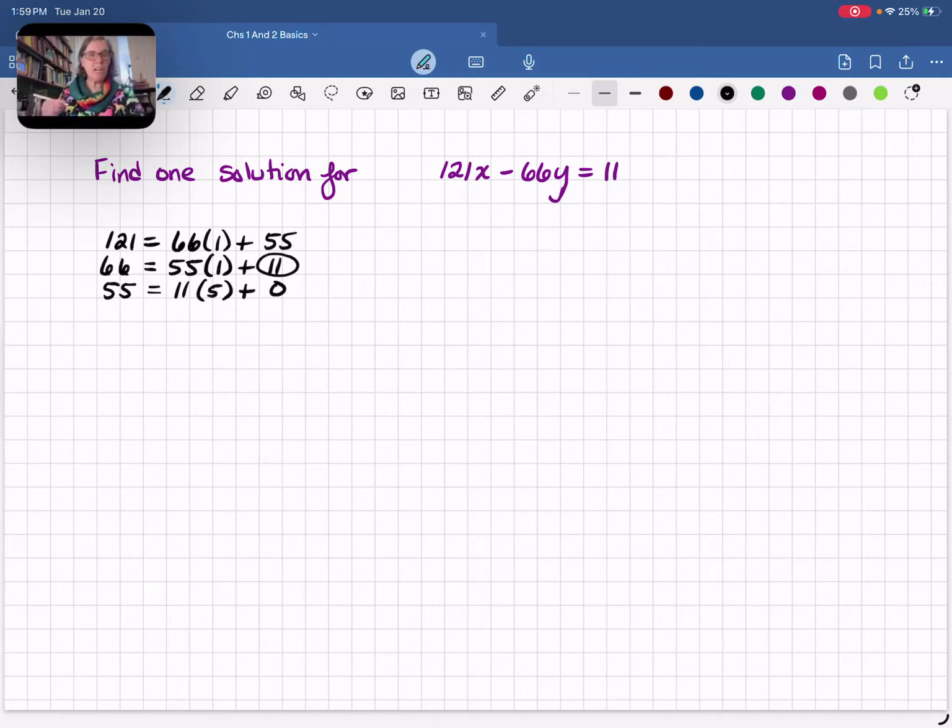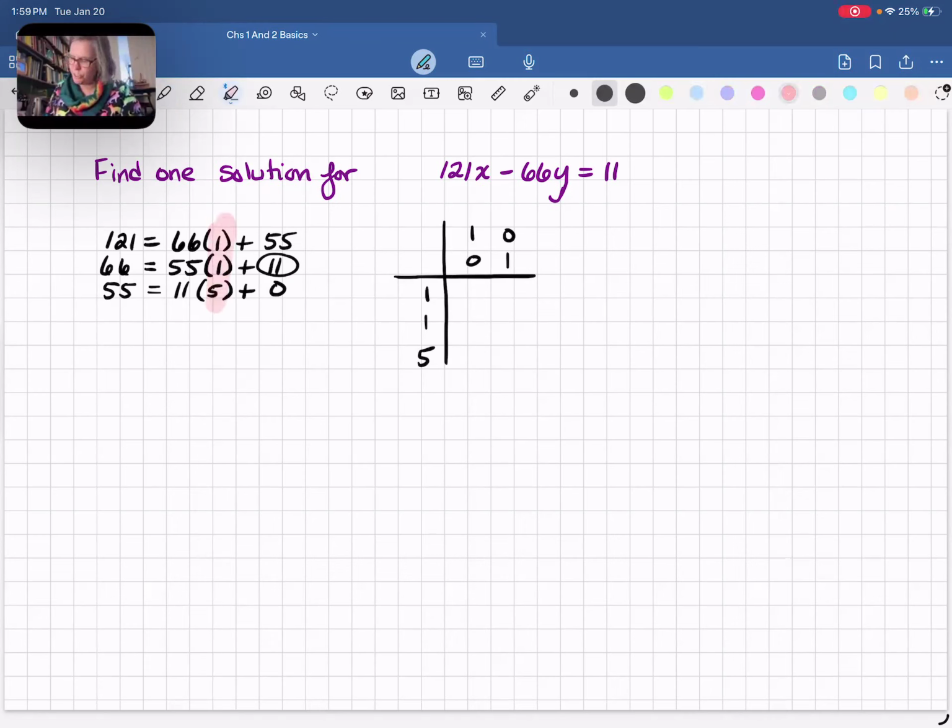All right, now we'll make our table for our shortcut extended Euclidean algorithm. In my table, I start with 1, 0, 0, 1, like the identity matrix. Then I put the numbers 1, 1, and 5 here. These are the numbers that I get from the quotients right there. Then I go down each column and take my quotient times the x value from the previous row plus the x value from the row above that. So 1 times 0 plus 1 is 1. 1 times 1 plus 0 is 1. 5 times 1 plus 1 is 6. Okay, that's for that first column.